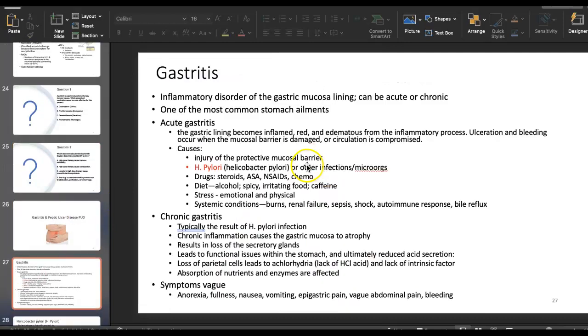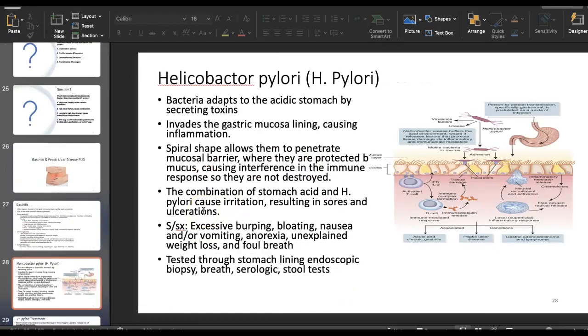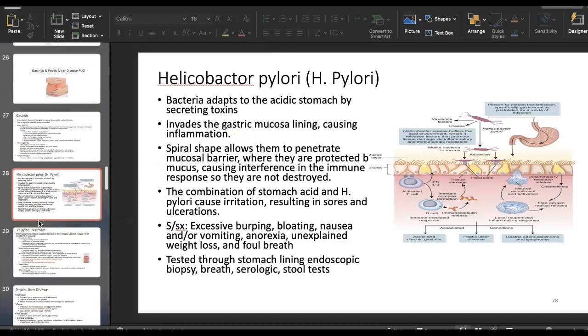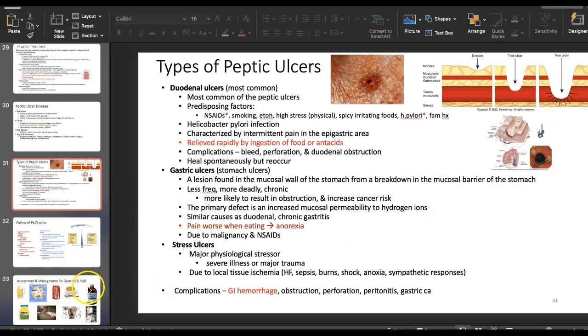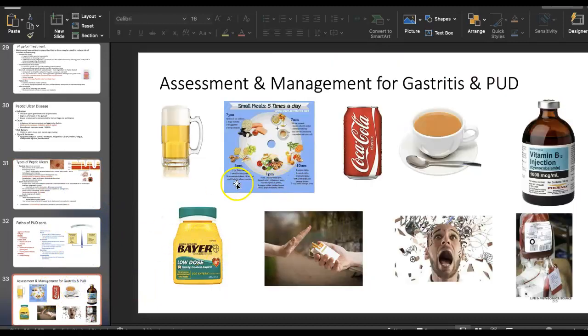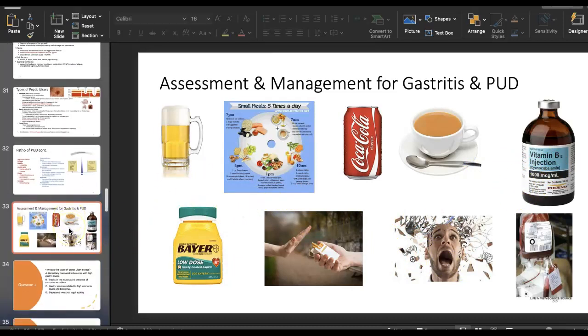And then you move on to gastritis and peptic ulcer disease. Just goes through some of the organisms that can cause an upset stomach leading to ulcers and the type of ulcers that are included. You see some common foods and activities that can cause the ulcers, such as smoking, acidic foods, certain vitamins, stress, and just lifestyle choices.